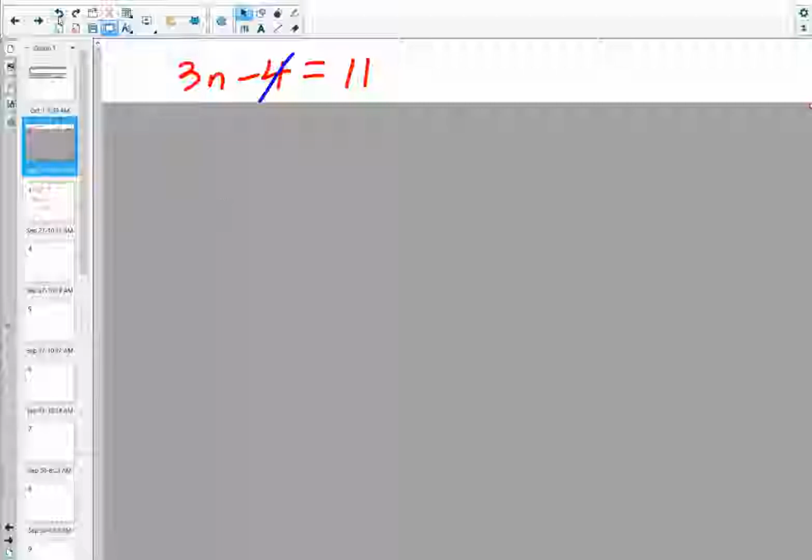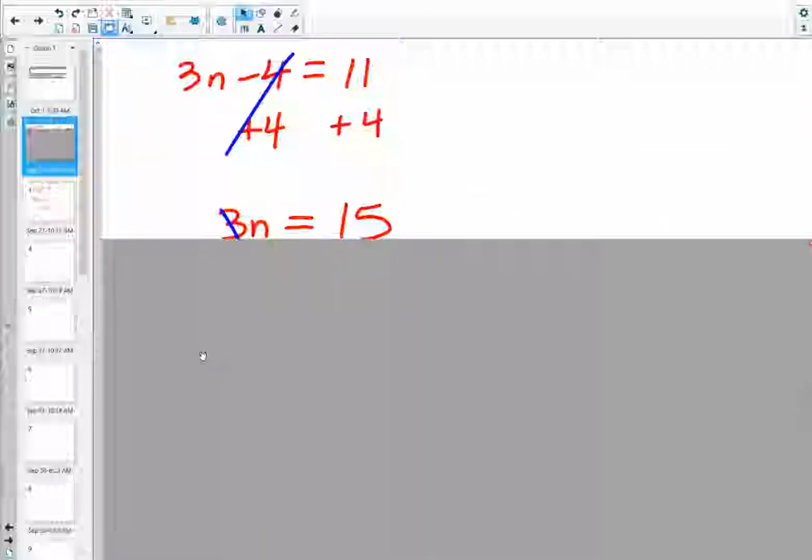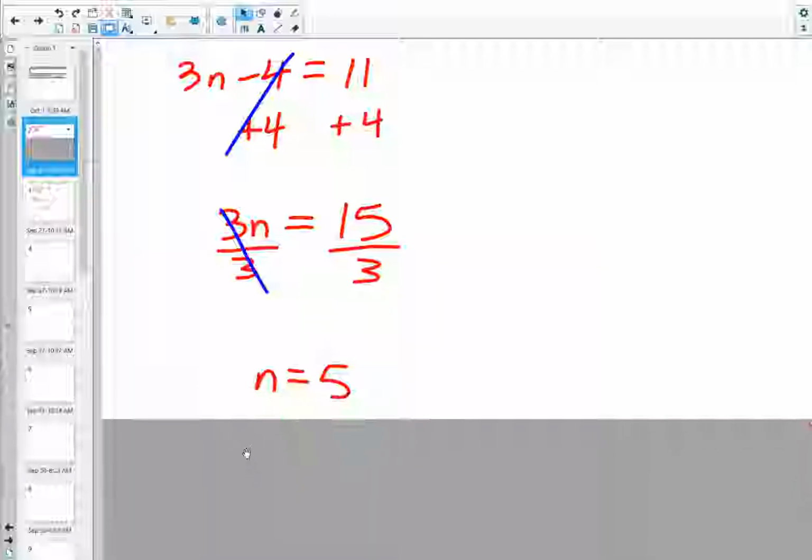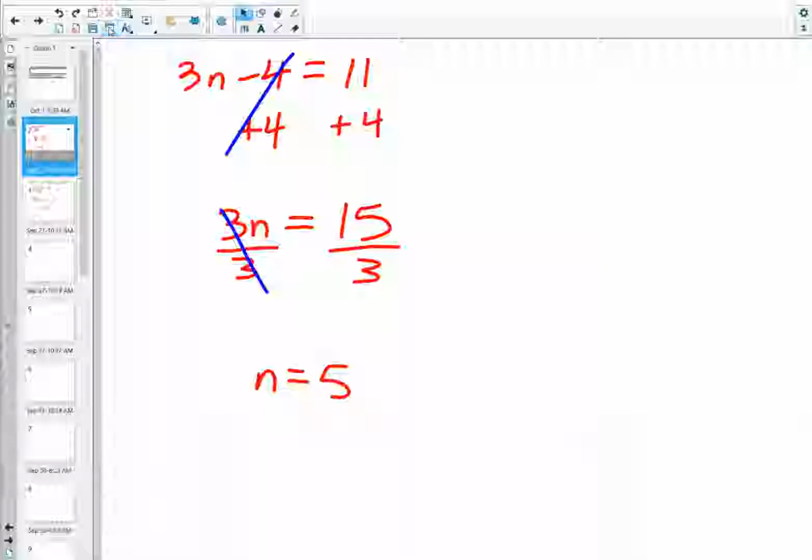So what would be the opposite of subtracting 4? Adding. Where am I going to add 4? To both sides. So I get 3n is equal to 15. Last step is to divide both sides by 3, just like we would have yesterday. And then n equals 5.